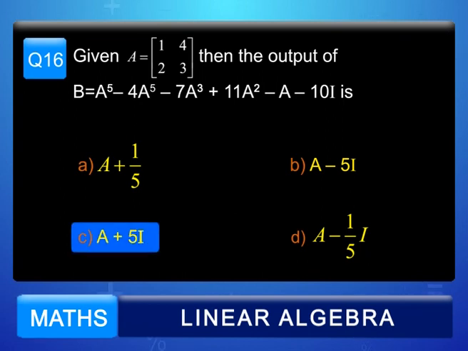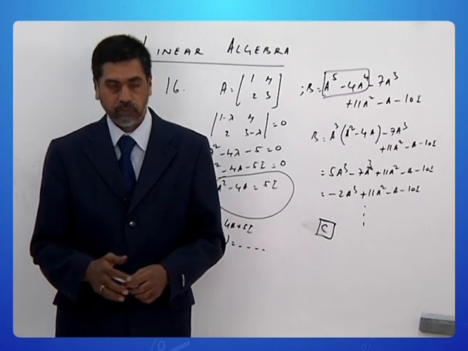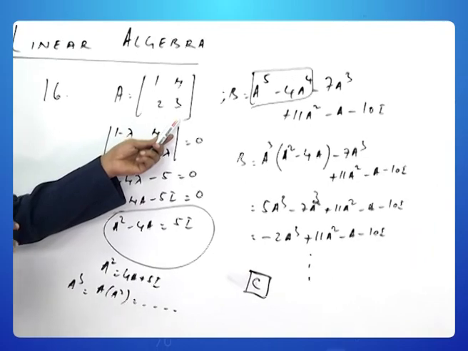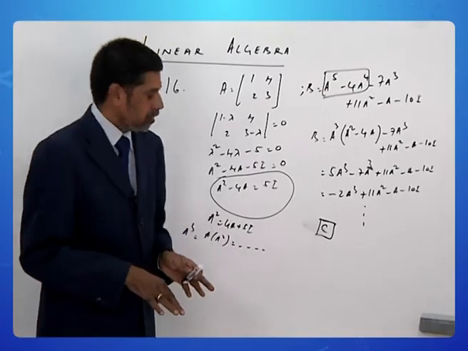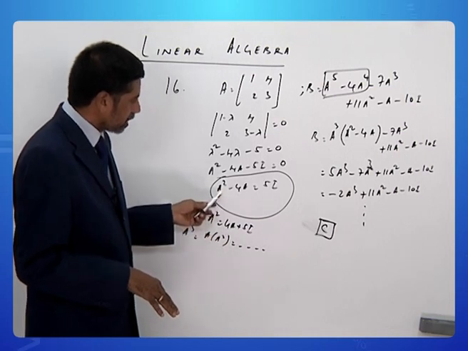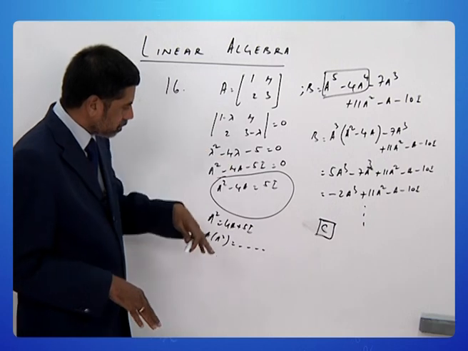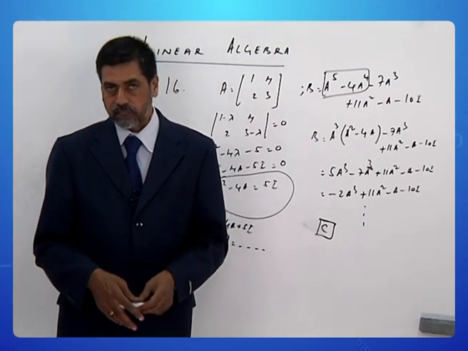You can reduce it to the A and I level. The matrix is of 2 by 2 order. Therefore, generally we have to reduce it to below A square level, that is below the degree of the characteristic equation. So because this is quadratic, we have to reduce it to lesser than that degree. So you will find that is the answer.